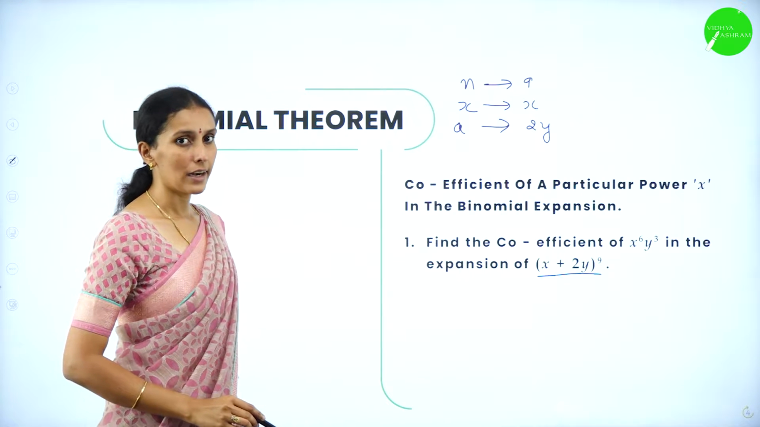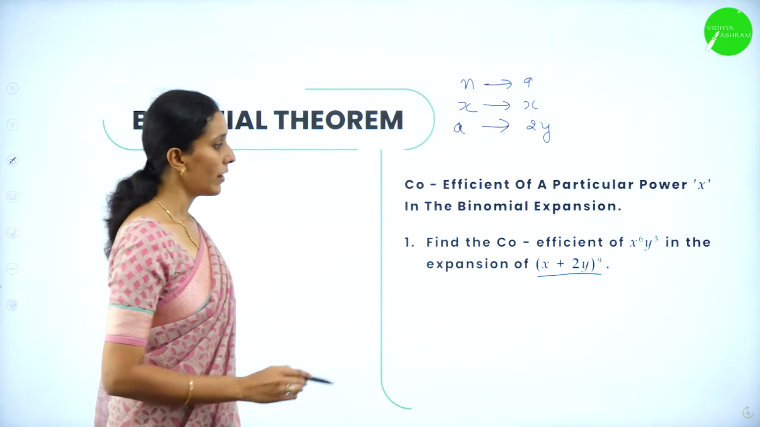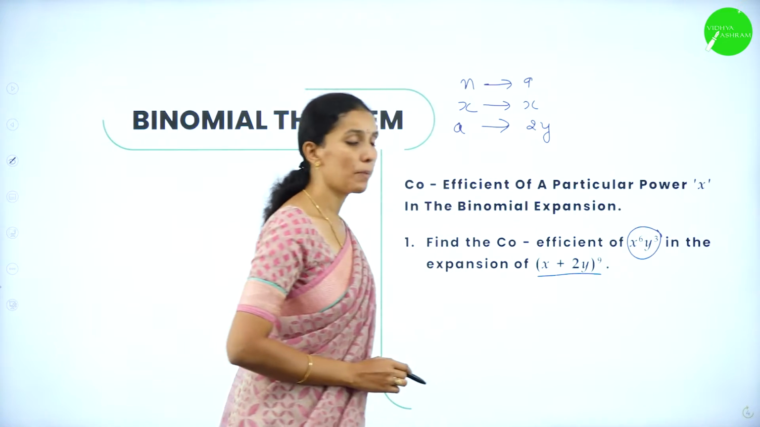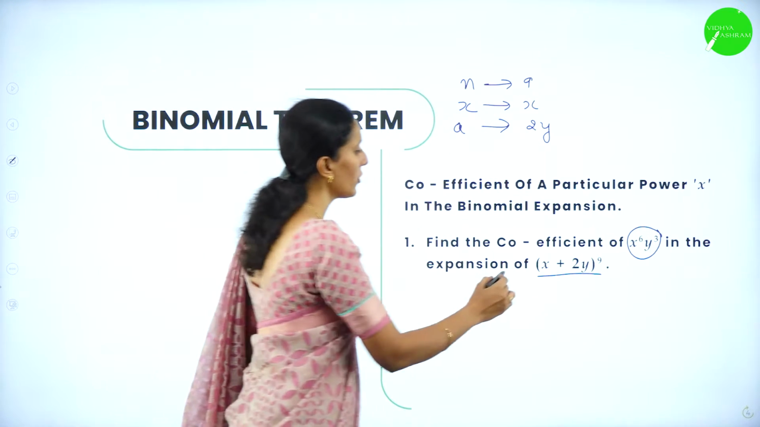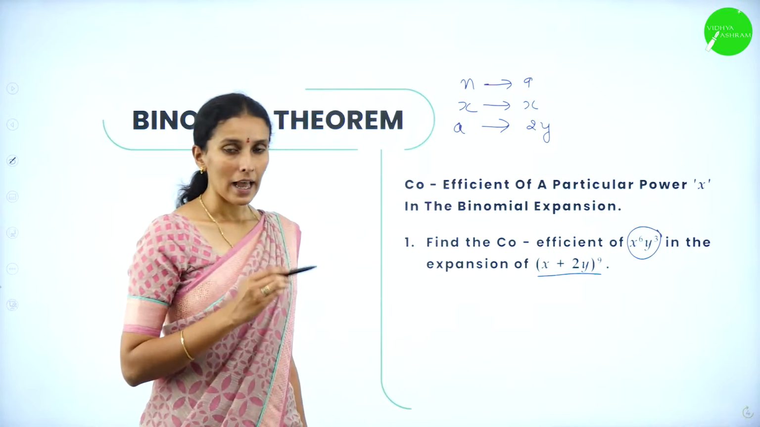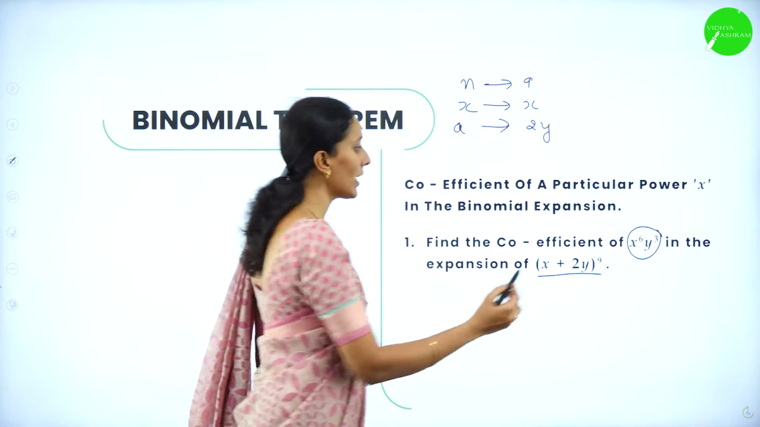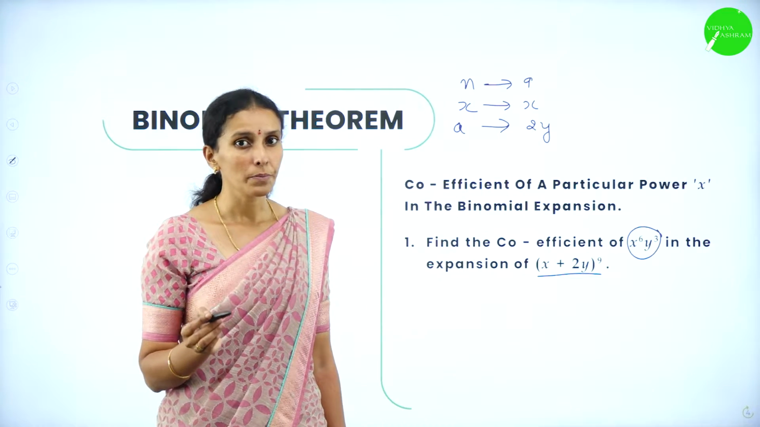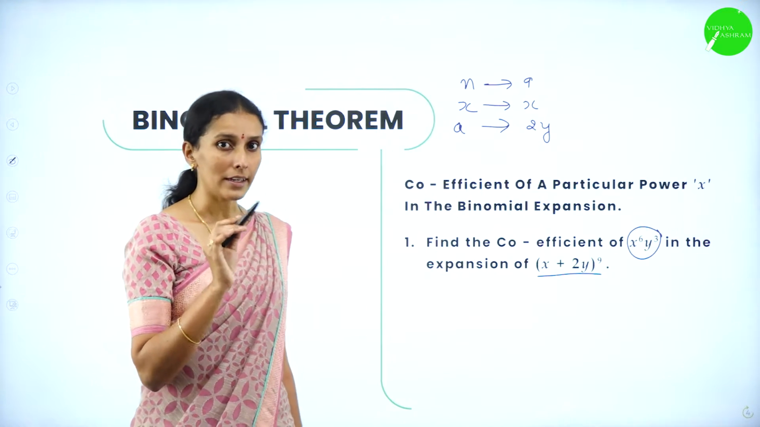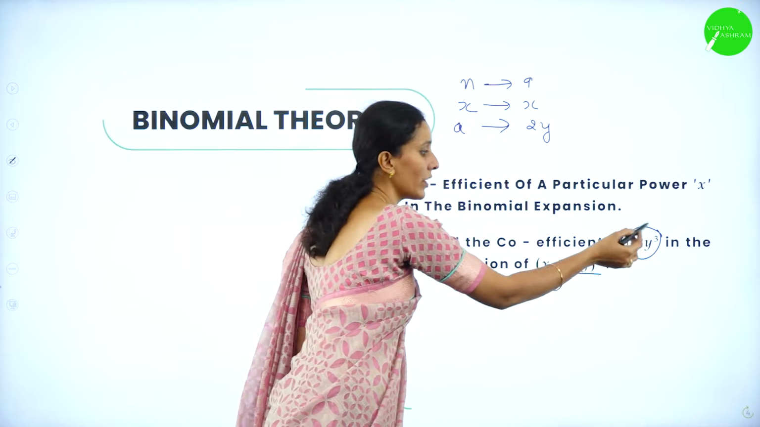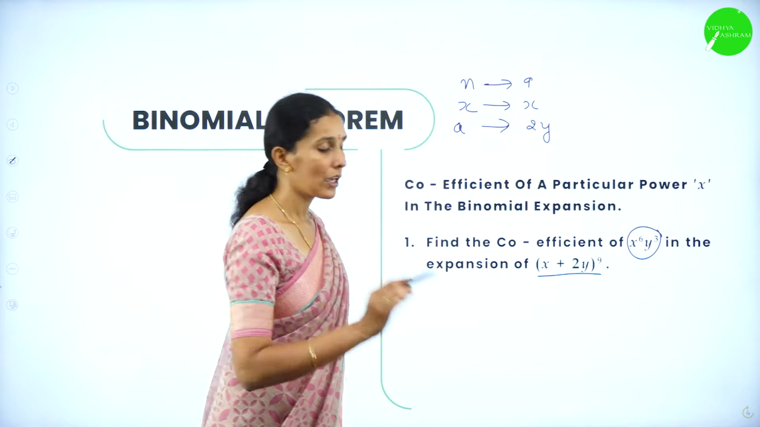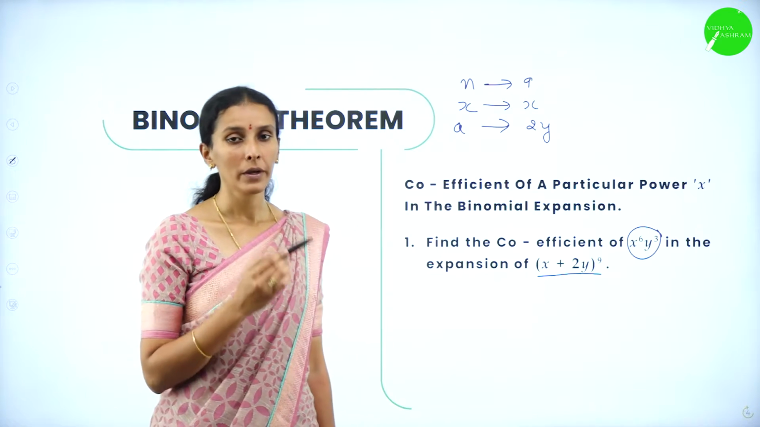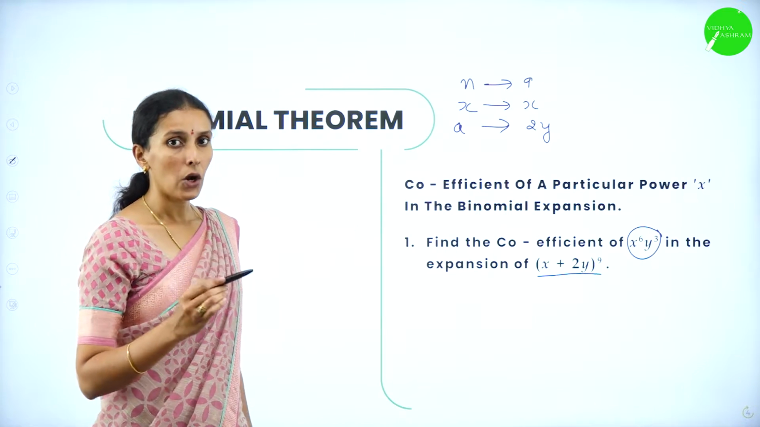Now what is the general term of the expansion? And we have to find the coefficient of x power 6 y cube. So when you expand this in binomial expansion, you will get the term x power 6 y cube. Then it has to be with some constant, that is the coefficient. Therefore we have to find the numerical coefficient of this term x power 6 y cube in the binomial expansion. How to do it?